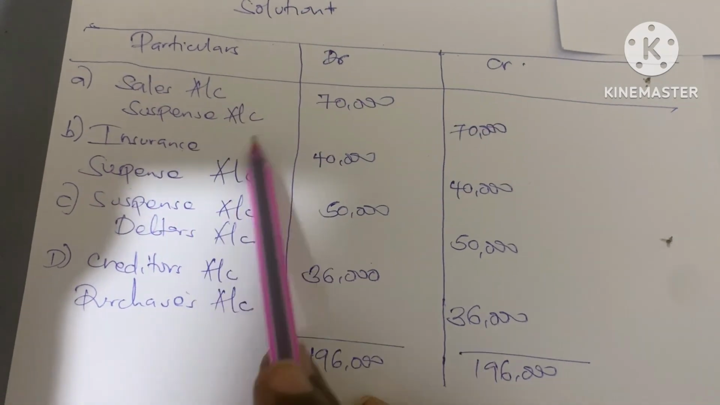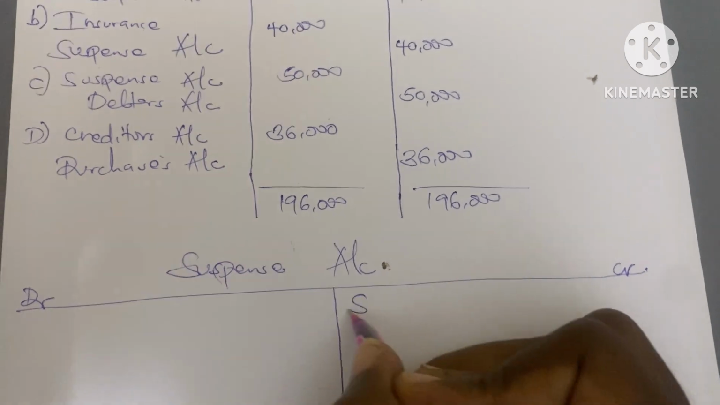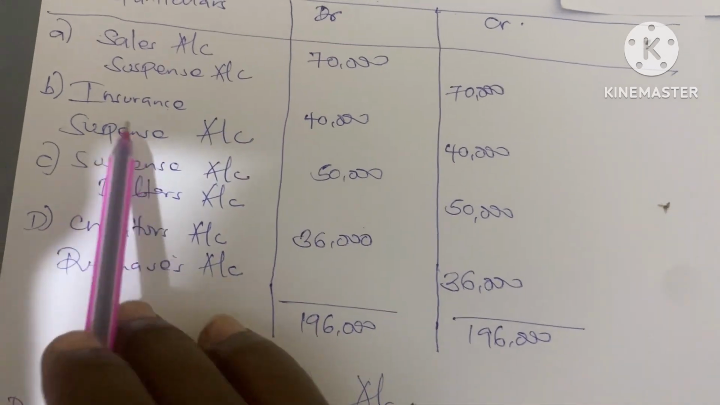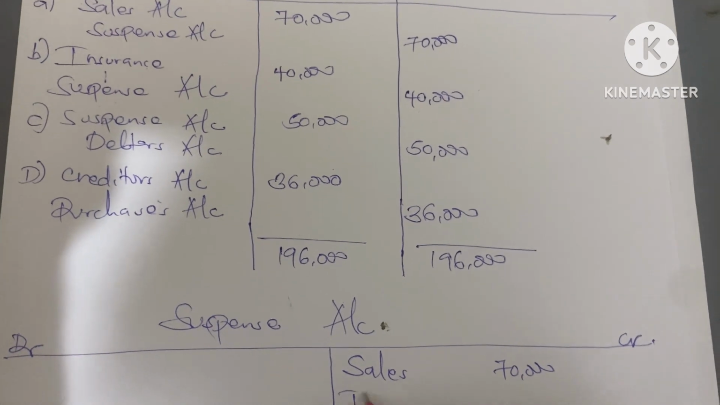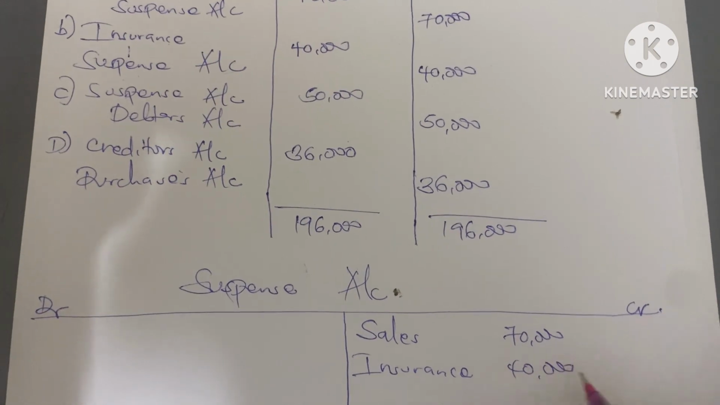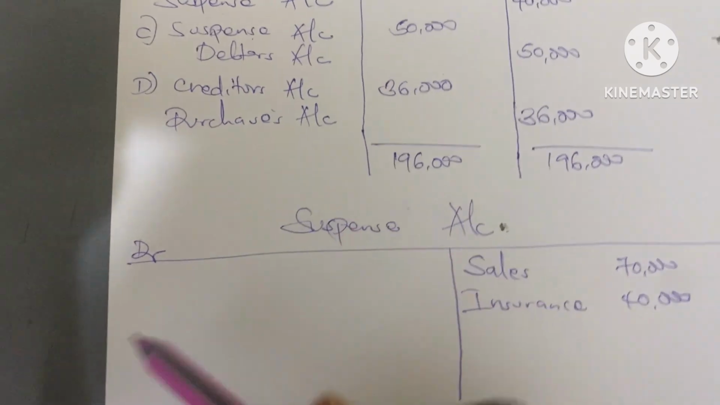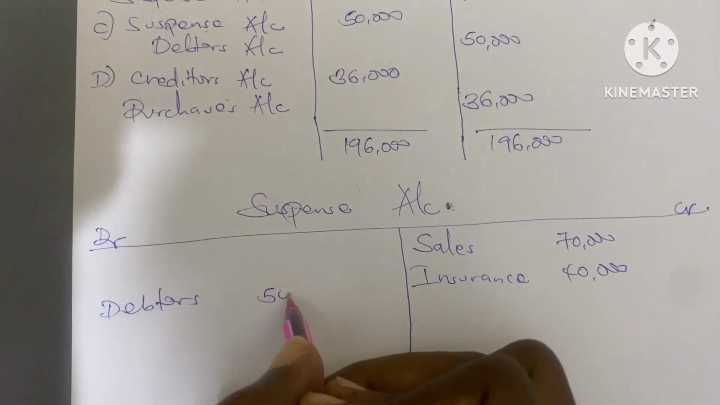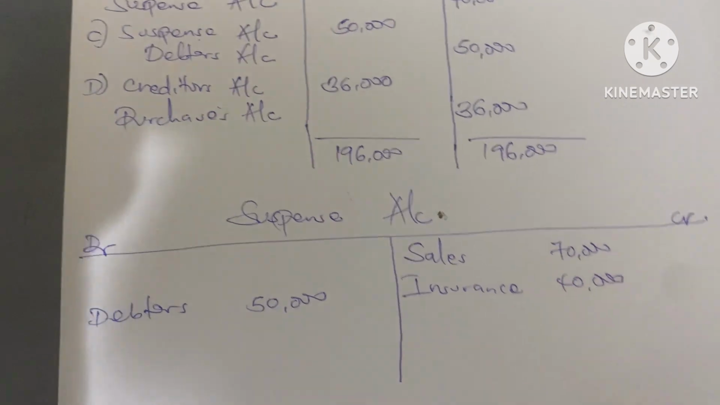The first one, we credited the suspense account. So we shall come under the suspense account and write sales. It was 70,000. Then the second one, we still credited the suspense account. So we write insurance, 40,000. The third one, we debited the suspense account. So we come here and write debtors, 50,000. Then this one, it has nothing to do with the suspense account.